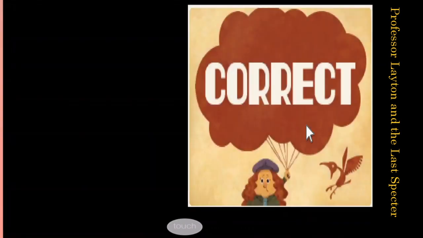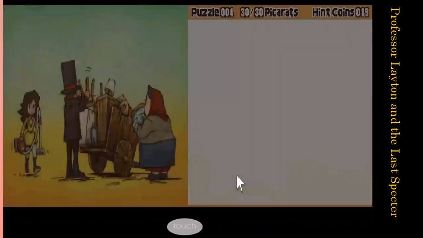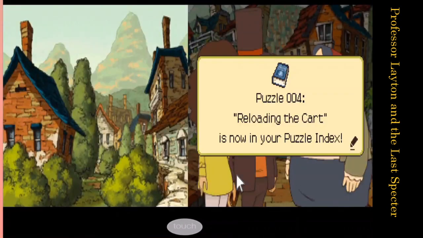Some puzzles must be met directly. A gentleman leaves no puzzle undone. Ah, Professor Layton, such a gentleman.